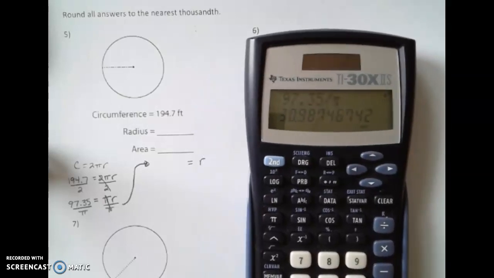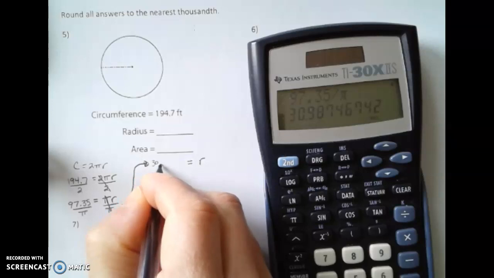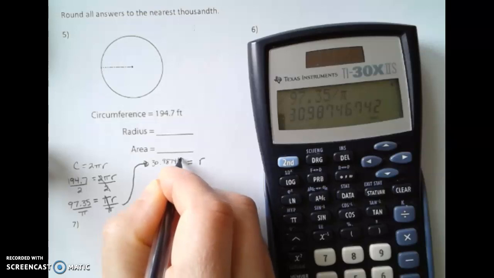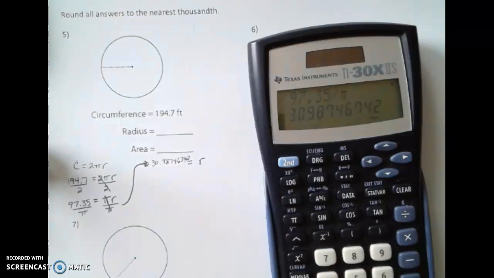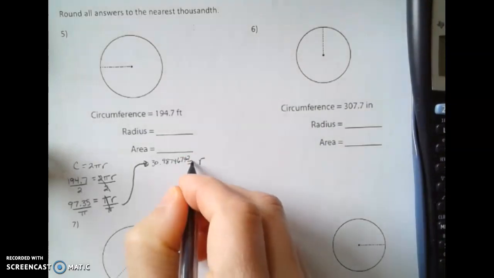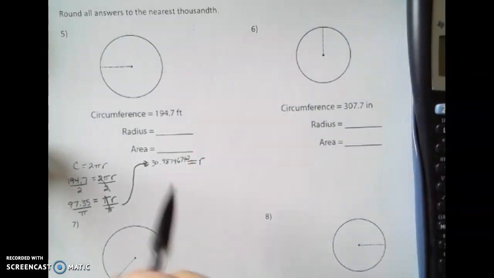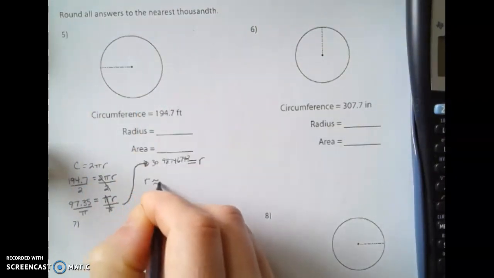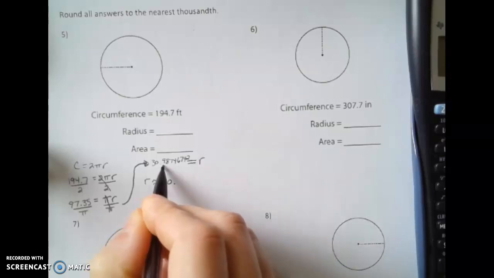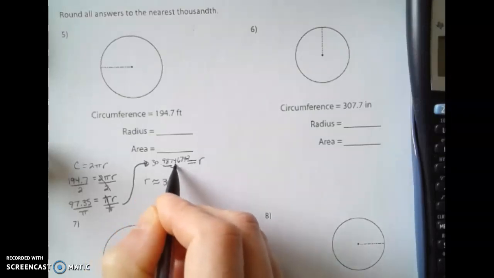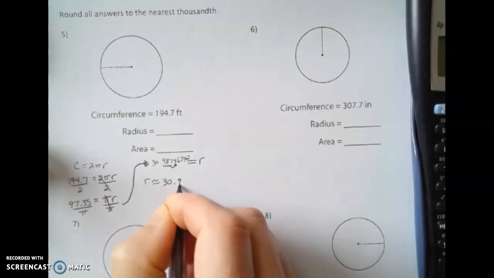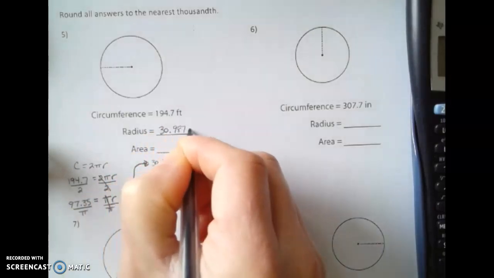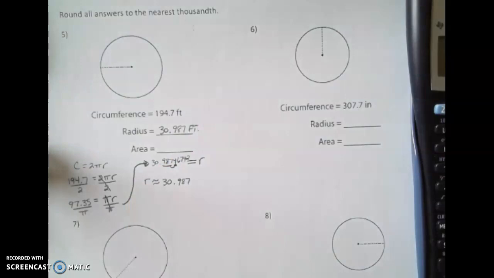Okay, so for r, the radius, we're going to get 30 and 98746742. And this is the value of r. With the directions telling me to round to the nearest thousandth, I'm going to say that r is approximately 30 and, well, it looks like 987 thousandths. The next digit 4 is not enough to round us up, so we'll use 987 thousandths. 30 and 987 thousandths feet is our radius.